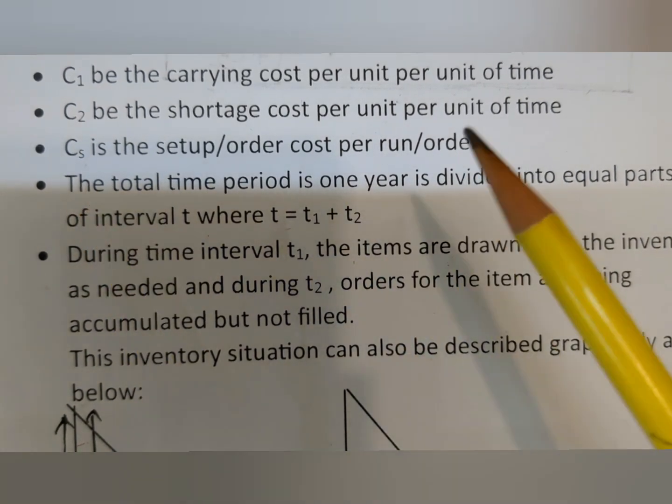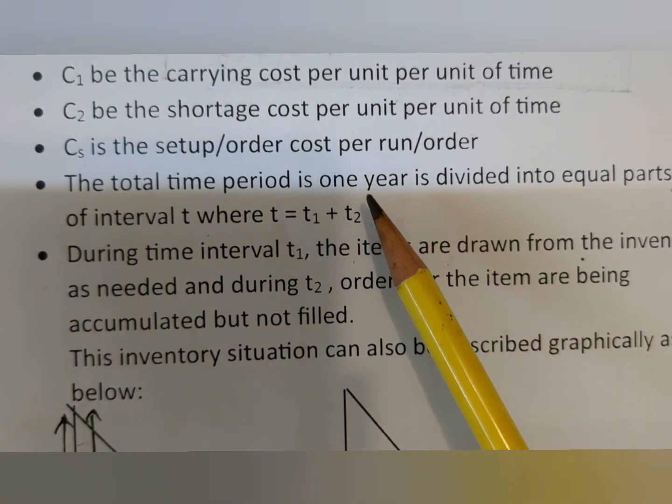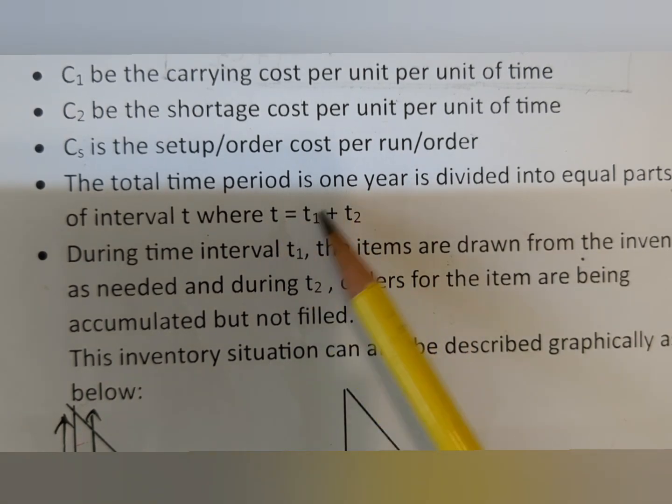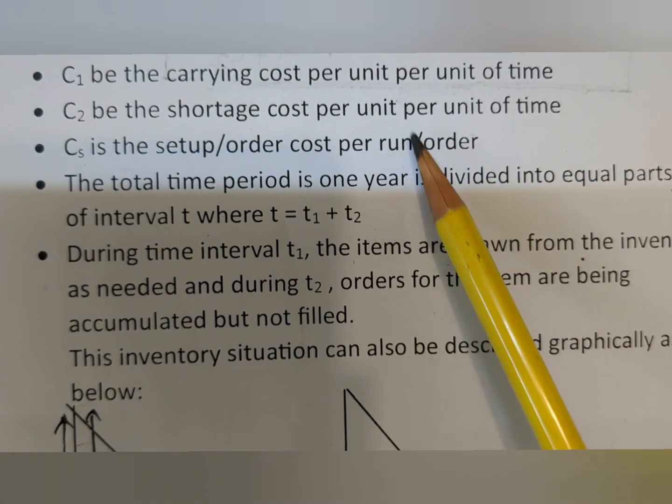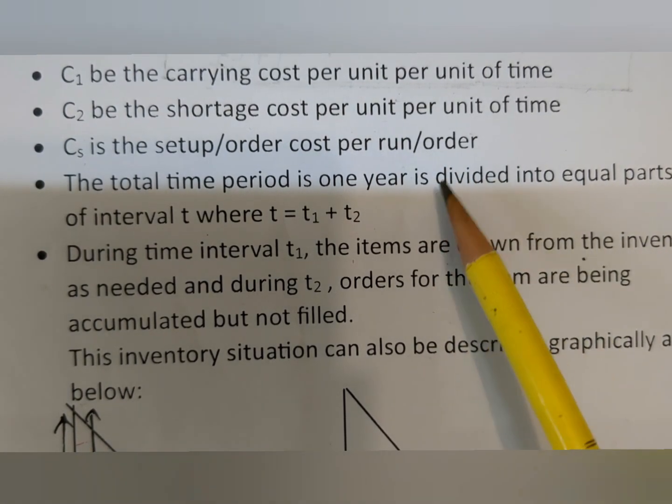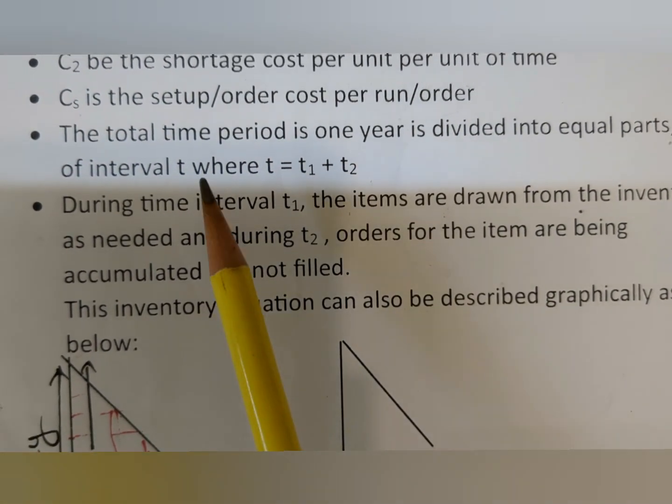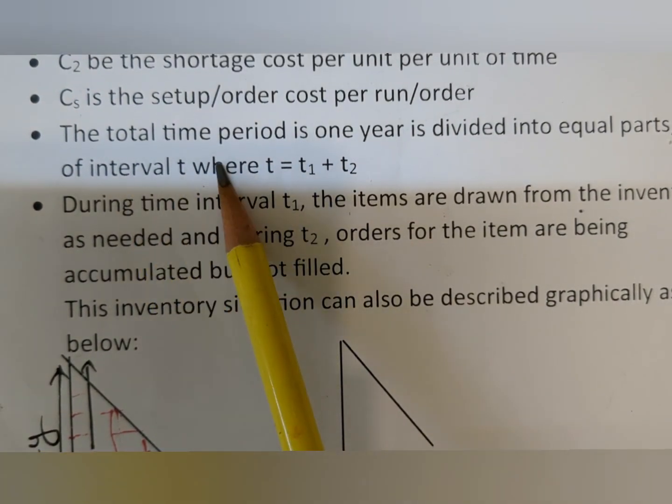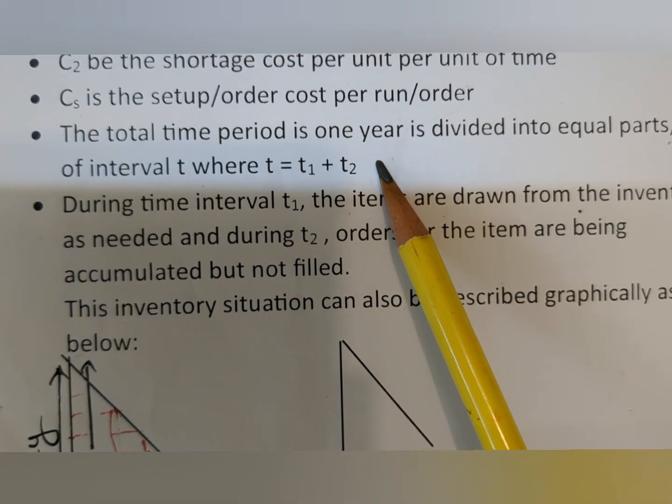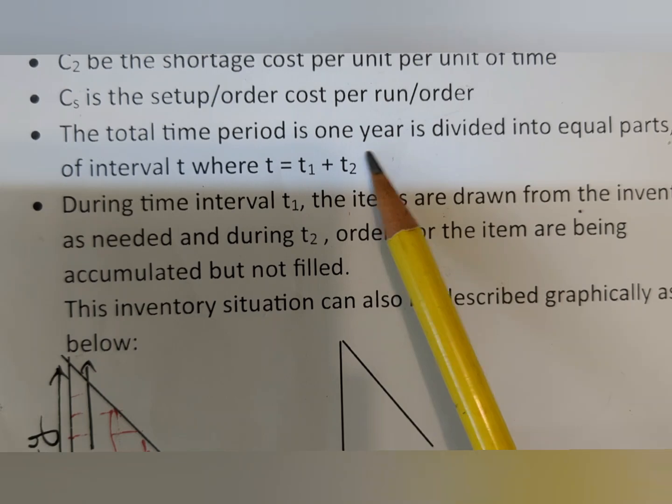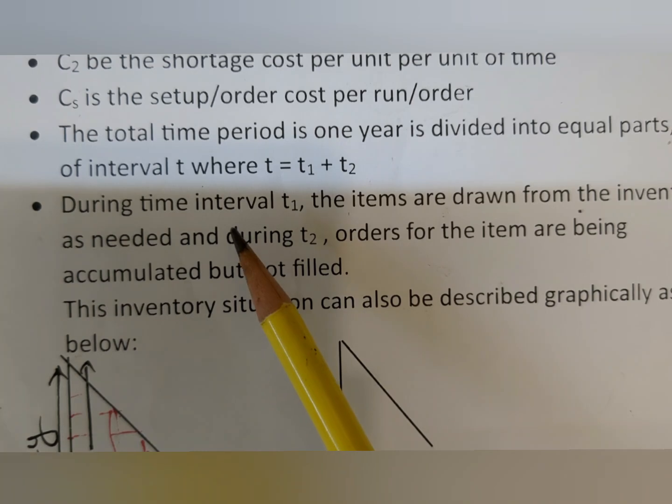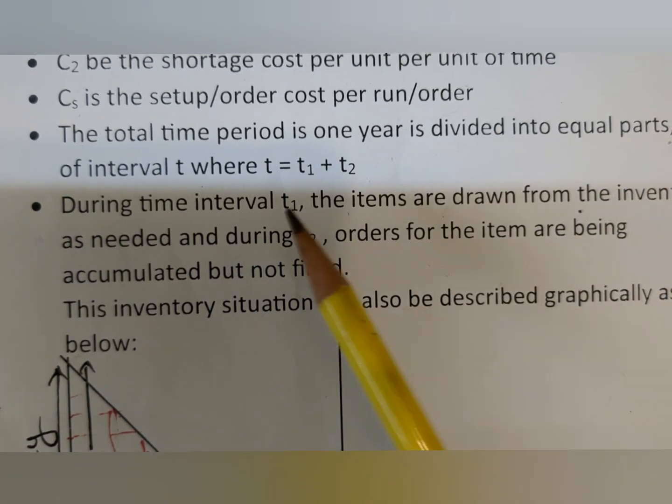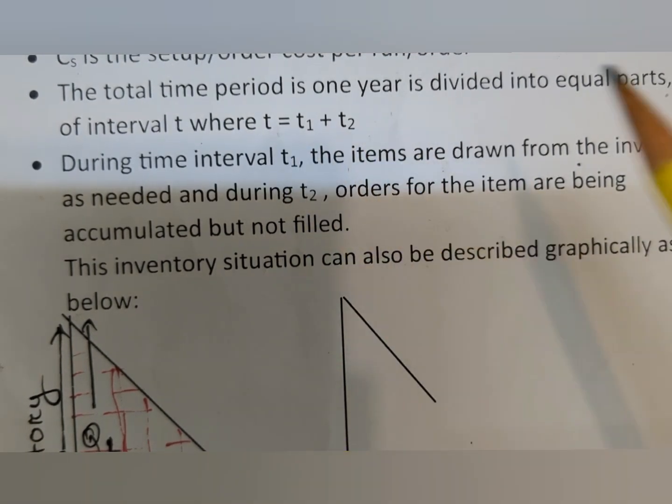Next, CS is the setup or order cost. That is the cost required to set up the ordering system, or order cost per run per order. If it is production, then it will be called a run, otherwise it is an order. Better to call it order in this case. The total time period is 1 year. In this case, we are considering the problem for a 1 year time period, which is divided into equal parts of interval time t, and t is equal to t1 plus t2.